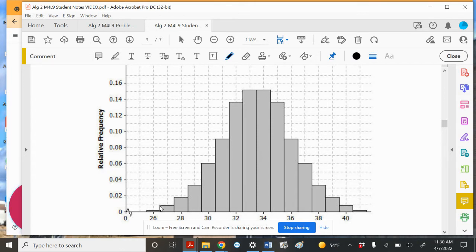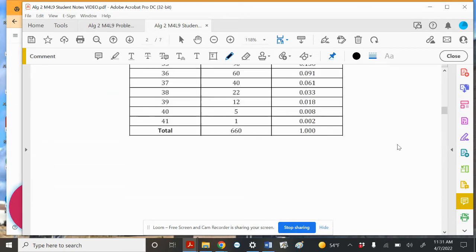This looks like a pretty good symmetrical distribution. Normal distributions have to be symmetrical. And what we're going to do now is draw some stuff. So what we want to do is figure out the average. So here is our data.